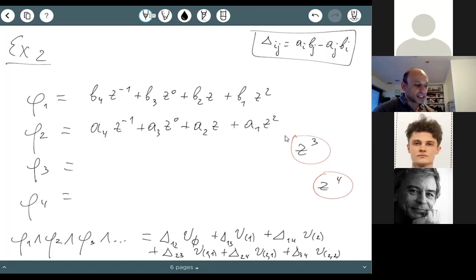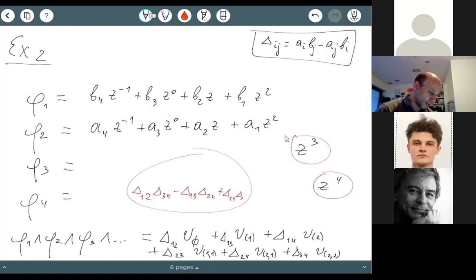So you see, inside this huge semi-infinite wedge product, I actually find the example I started with of dimension four. These coefficients, delta 1,2, delta 1,3, delta 1,4, delta 2,3, delta 2,4, and delta 3,4 satisfy the Plücker equation: delta 1,2, delta 3,4 minus delta 1,3, delta 2,4 plus delta 1,4, delta 2,3 is equal to 0.